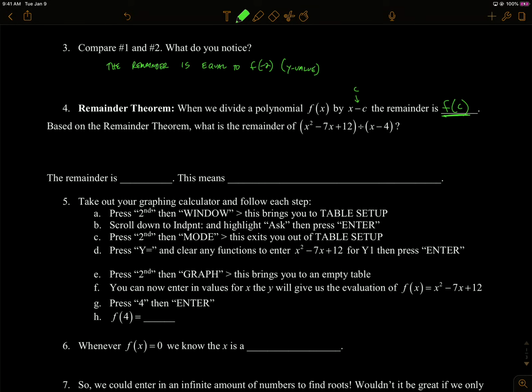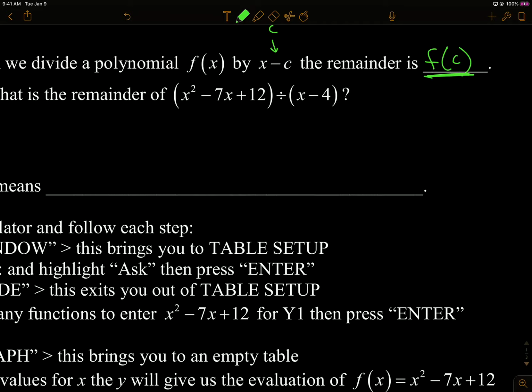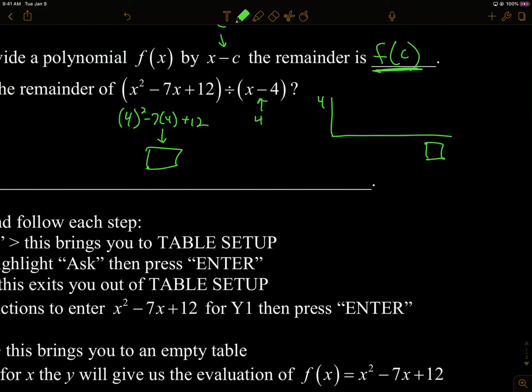All right, so based on that remainder theorem, what is the remainder of this guy? So let's do the synthetic division. The 0 for x minus 4 is 4. So if I plug 4 into this function, I would get 4 squared minus 7 times 4 plus 12. Whatever I get here for my remainder, that's going to be the same thing that I would get here if I simplified that number. So I think it's easier to do the synthetic division.